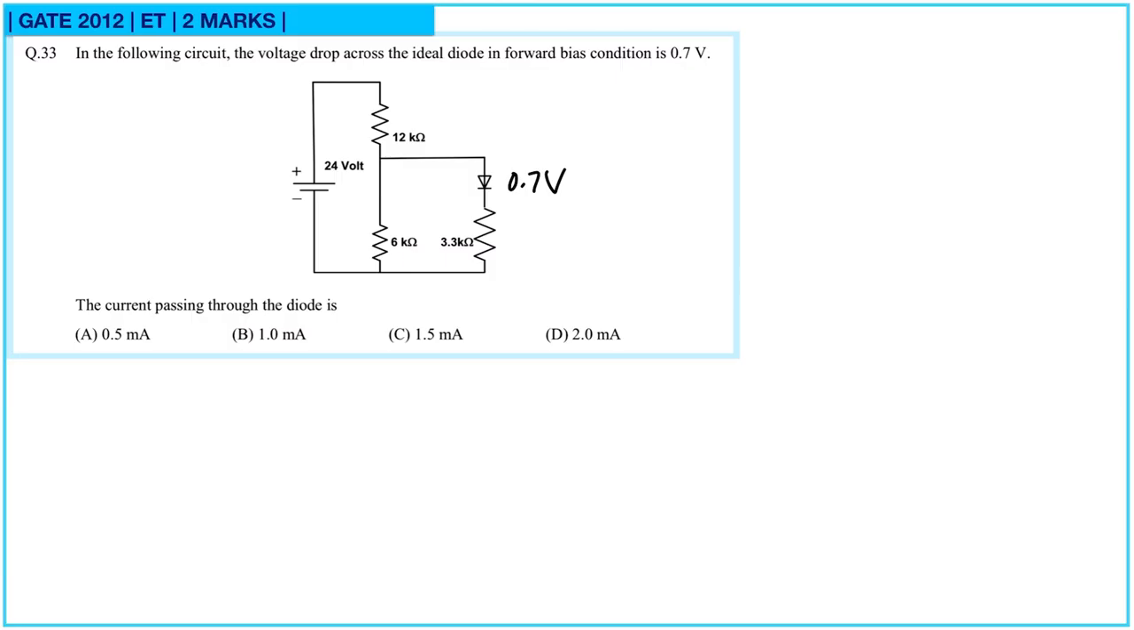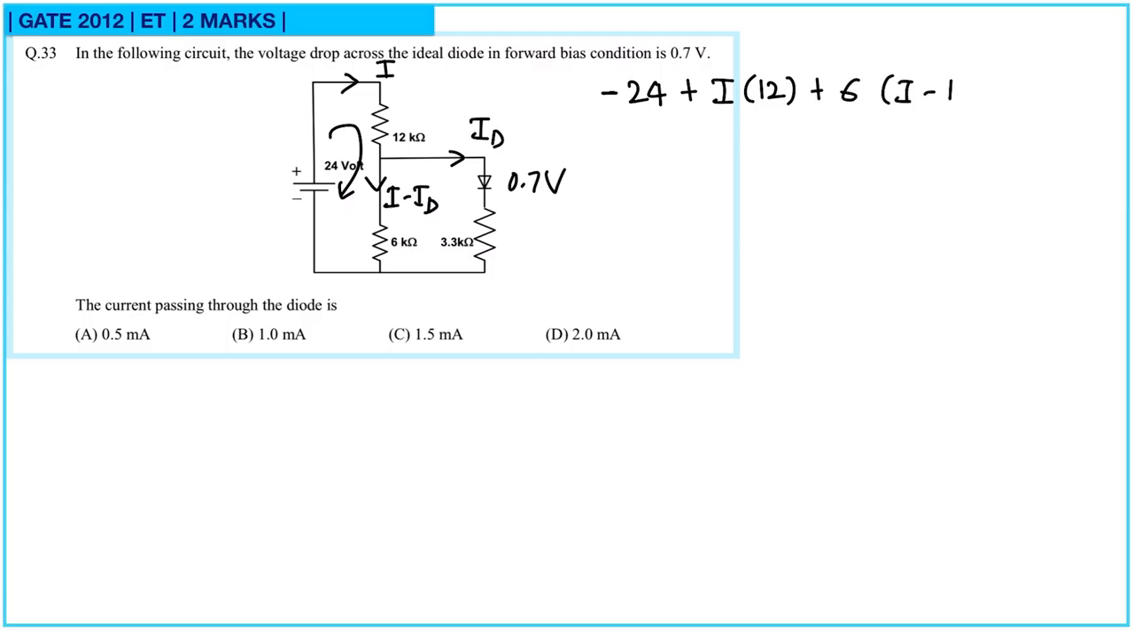Now we will use Kirchhoff's voltage law in this equation. Let us assume the current passing through this is I, and current passing through this is ID. So current here will be I minus ID. So let us use Kirchhoff's voltage law in this first loop. So this will be minus 24 plus I into 12 plus it will be 6 into I minus ID, that is equal to 0.